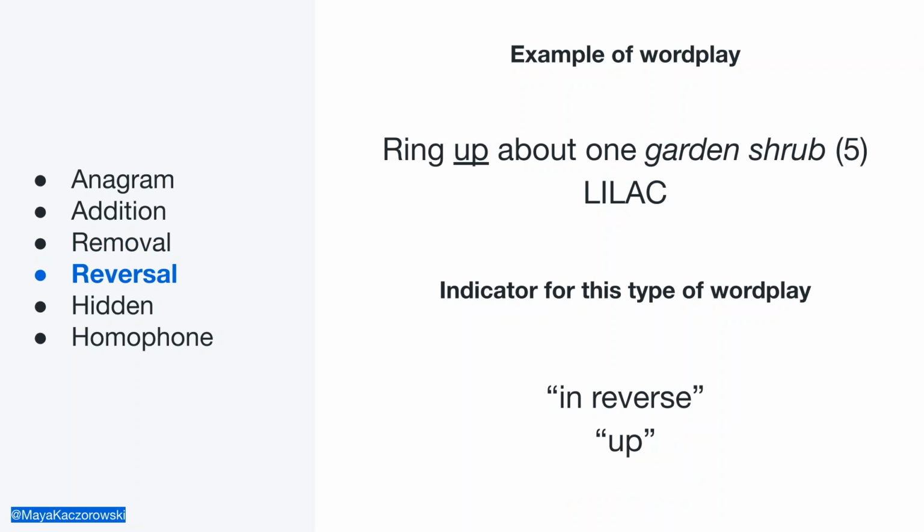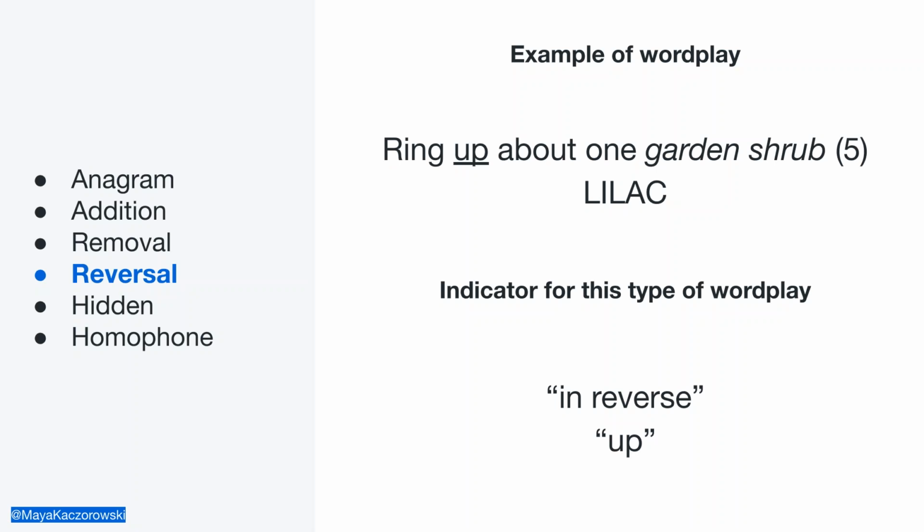A reversal tells you to flip a word, a part of a word, to get another word. Wordplay for ring up about one garden shrub tells you to look for a reversal because of up. We find a word for ring, call, and then insert a word for one, in this case letter I, and then you read it backwards and you get lilac.